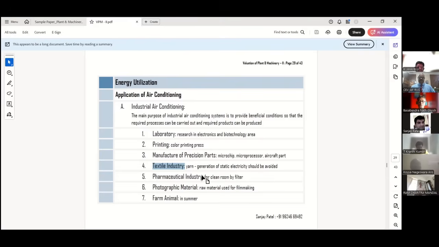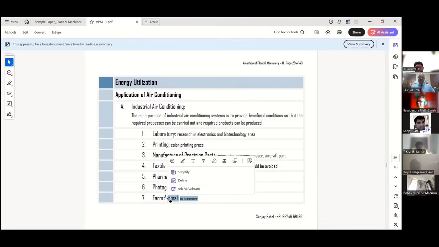Pharmaceutical industries, clean rooms, at the specific humidity control. ह्यूमिडिटी कंट्रोल्स. सही है. देन फोटोग्राफिक मटेरियल स्टोरेज के लिए वी रिक्वायर द ह्यूमिडिटी. एनिमल फार्मिंग, एनिमल हस्बेंड्री के लिए नाउ मैंने यूजिंग द एयर कंडीशनिंग सो मेक अप प्रोडक्शन ऑफ द मोर मिल्क.